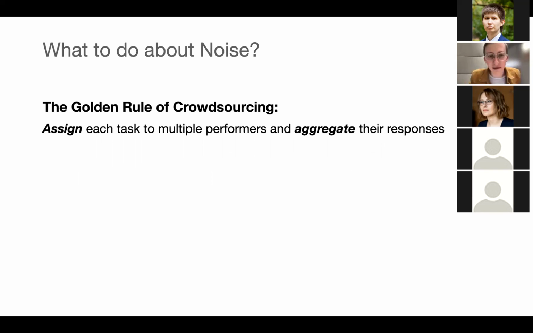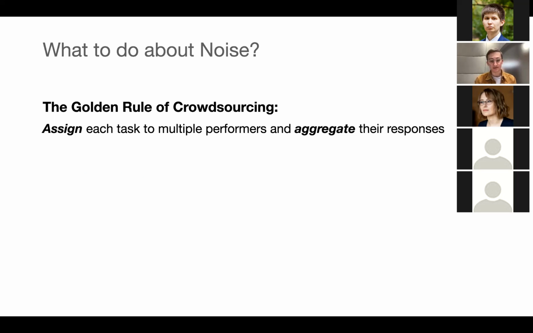And let's talk about it in the context of crowdsourcing. So you submit your task to a crowdsourcing platform, and people there may not have enough skills to solve your task, or they just may be inaccurate or distracted. So they can make mistakes. And the golden rule of crowdsourcing is to assign each task to multiple performers, and then aggregate responses of these performers into a high accuracy answer to your task.